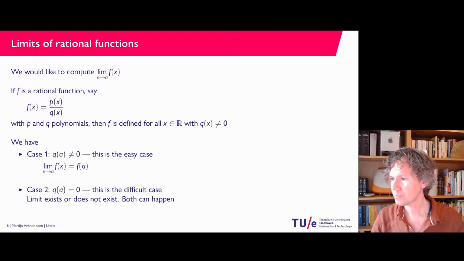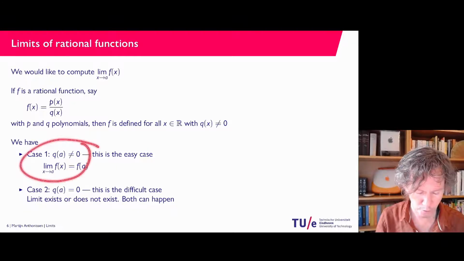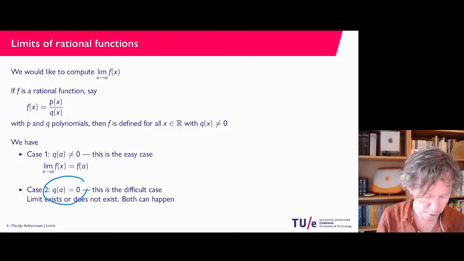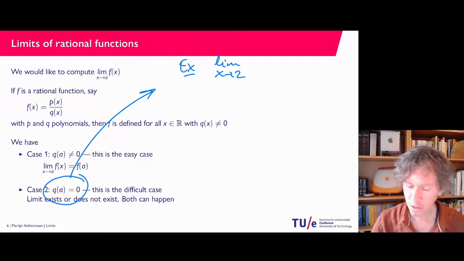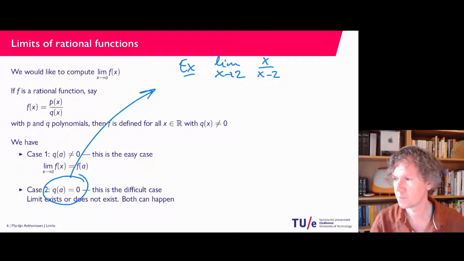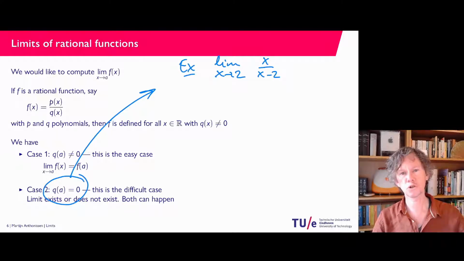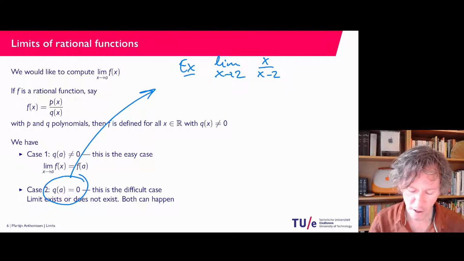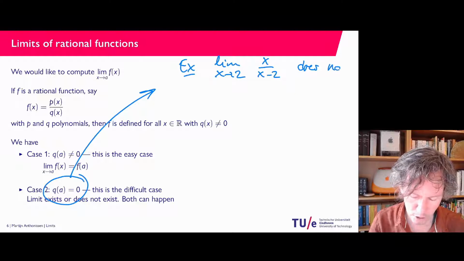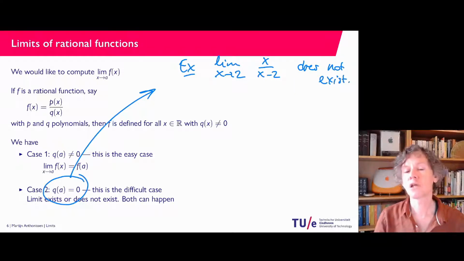This situation is simple. I'm not going to talk a lot about that. But this situation where q(a) equals 0, let's look at a couple of examples. So first example, the limit as x goes to 2 of x over x minus 2. If you just plug in x equals 2, you should always try that, you get 2 over 0. And well, that doesn't exist. If you pick numbers very close to 2, but a bit below or a bit above, the function will blow up. You will get very large numbers, and this limit does not exist. It doesn't go to a fixed number. So that can apparently happen. If the denominator equals 0, it can happen that the limit does not exist.